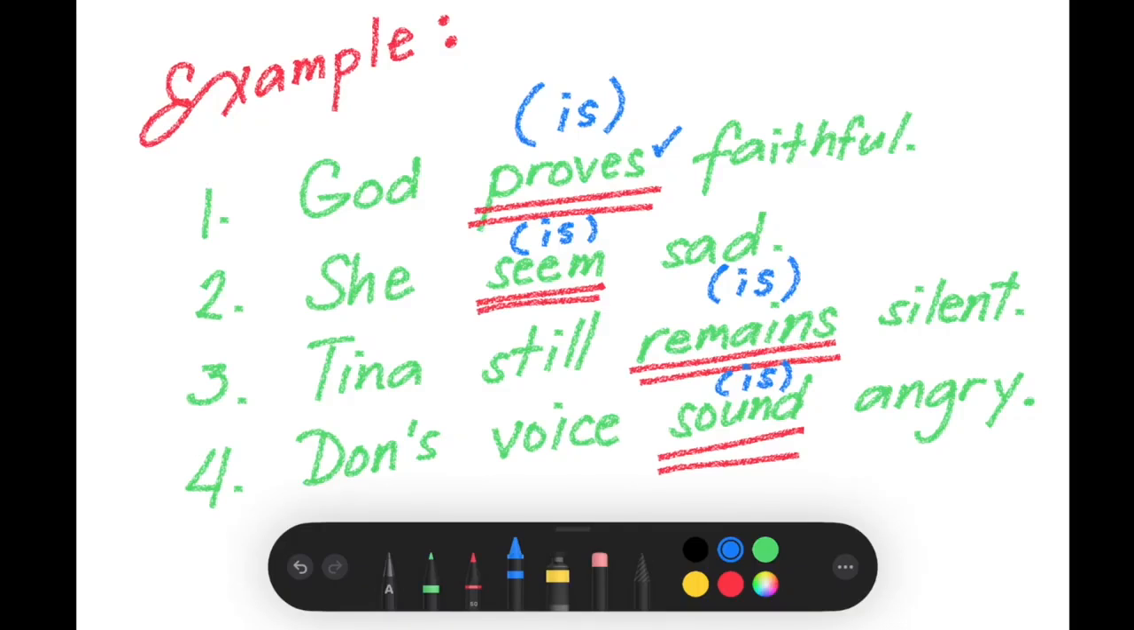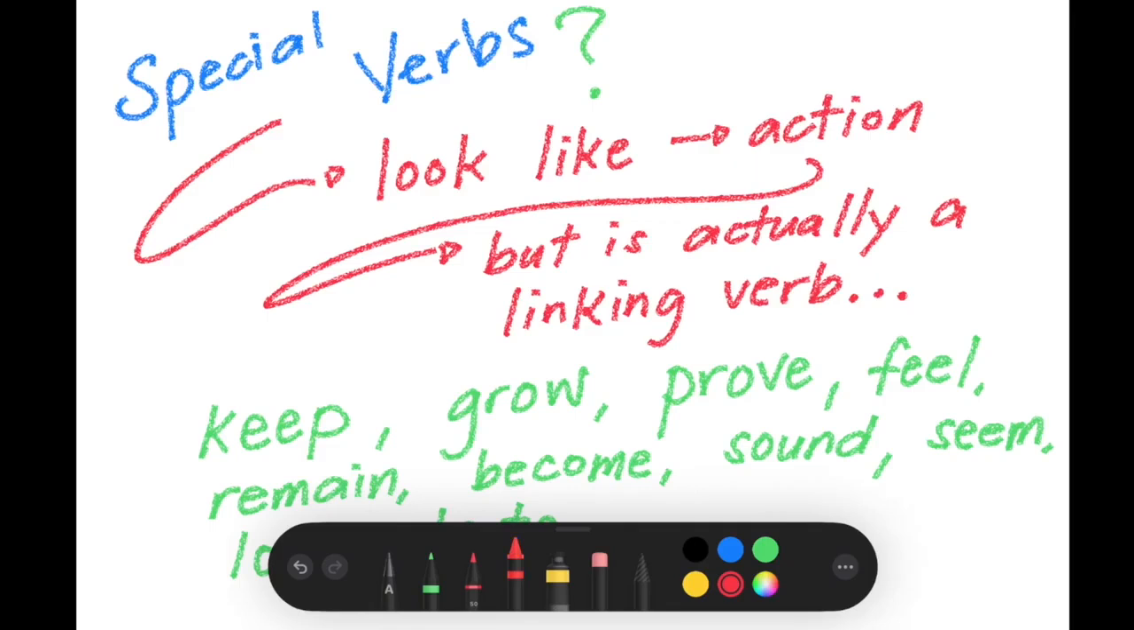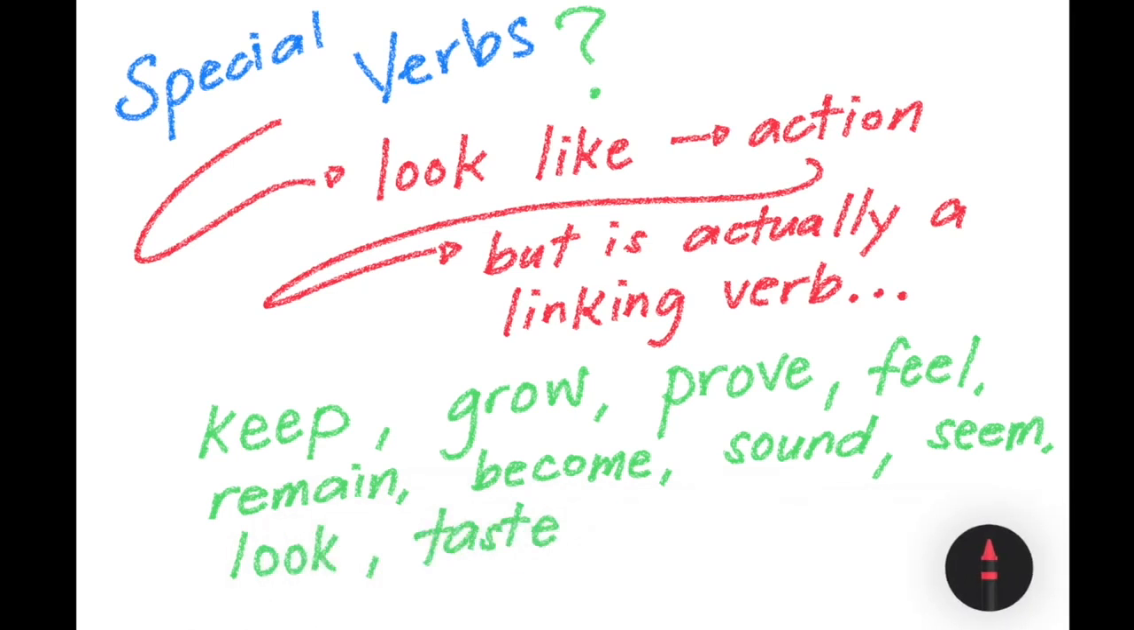Okay? Sometimes you're confused about whether the verb is an action verb or a linking verb. You can do this simple test. Replace the verb with is and are, and if it does make sense or still makes sense, then that verb is a linking verb. And also, I really want you to memorize and familiarize yourself with these verbs.